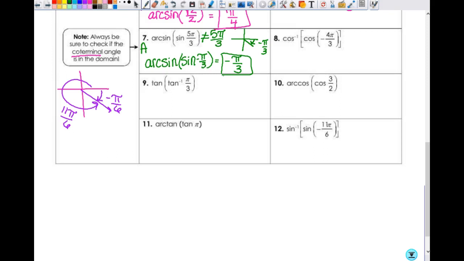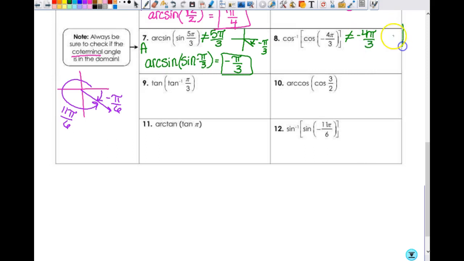So let's look at number 8. Cosine inverse of the cosine of negative 4 pi thirds. So negative 4 pi thirds, does that fit between 0 and pi? No, it doesn't. Negative 4 pi thirds is in what quadrant? Third. Is it in third? Second, because since it's negative.